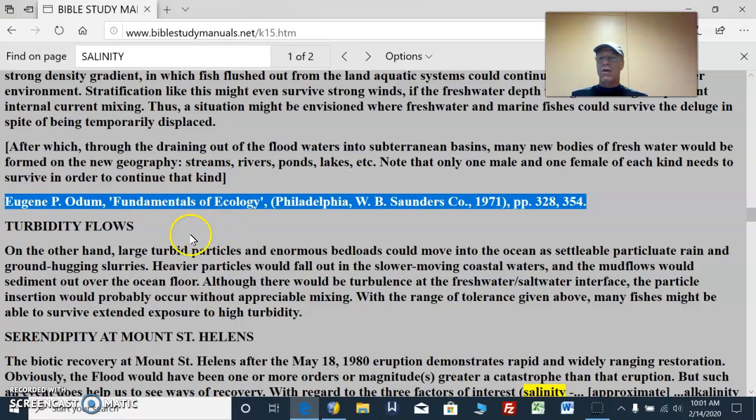So, turbidity flows. On the other hand, large turbid particles and enormous bed loads could move into the ocean as settleable particulate rain and ground-hugging slurries. Heavier particles would fall out in the slower-moving coastal waters, and the mud flows would sediment out over the ocean floor. Although there would be turbulence at the freshwater-saltwater interface, the particle insertion would probably occur without appreciable mixing. With the range of tolerance given above, many fishes might be able to survive extended exposure to high turbidity.